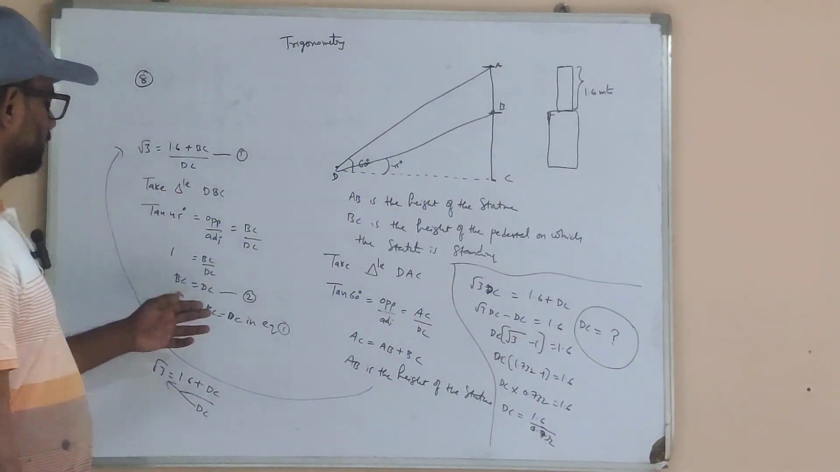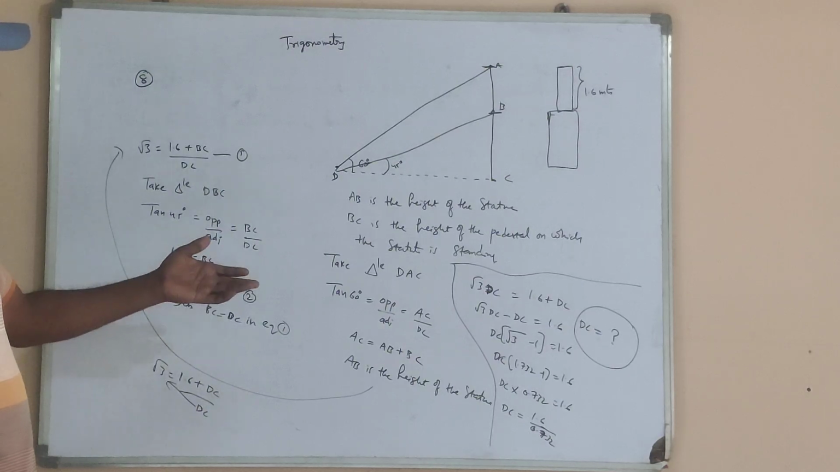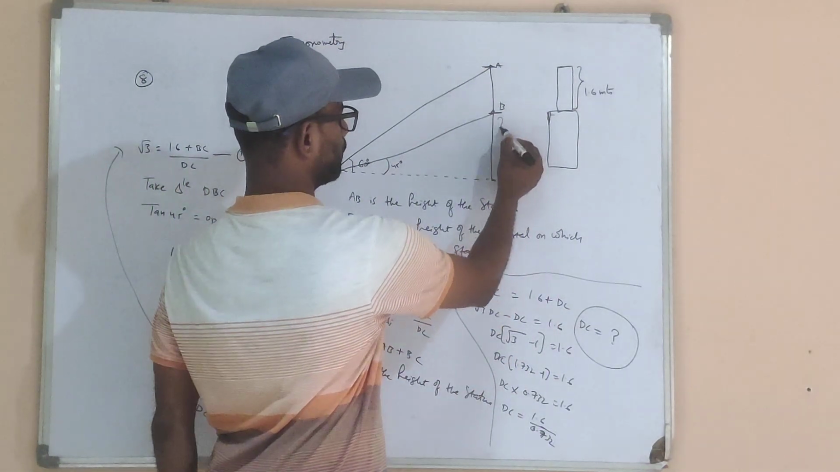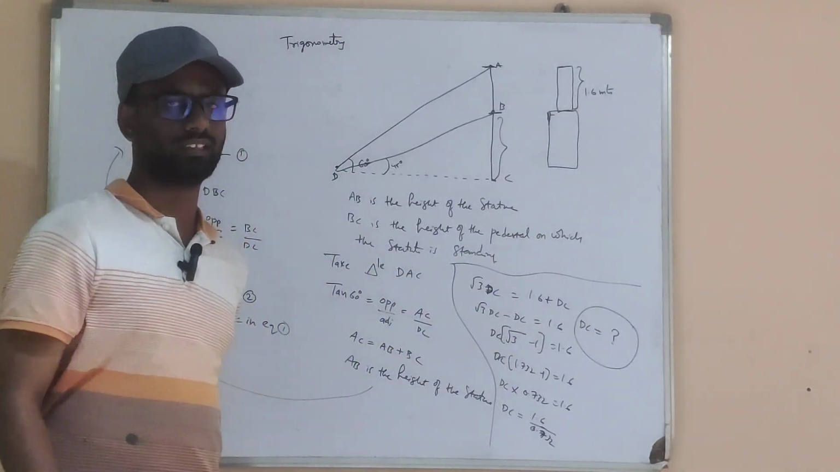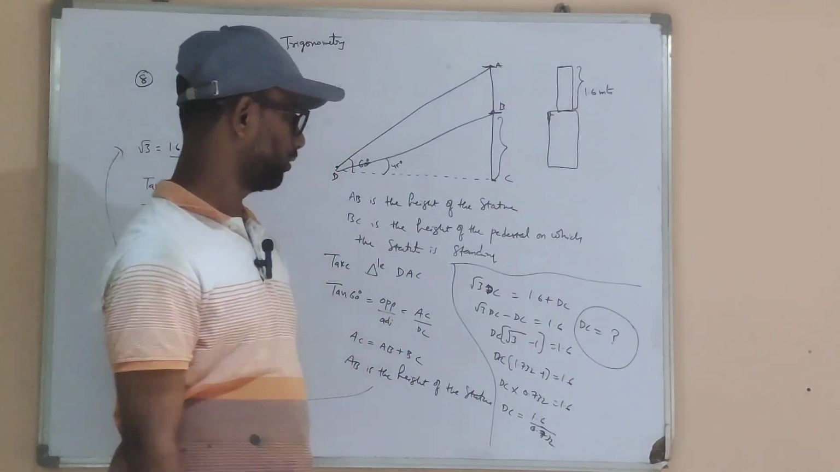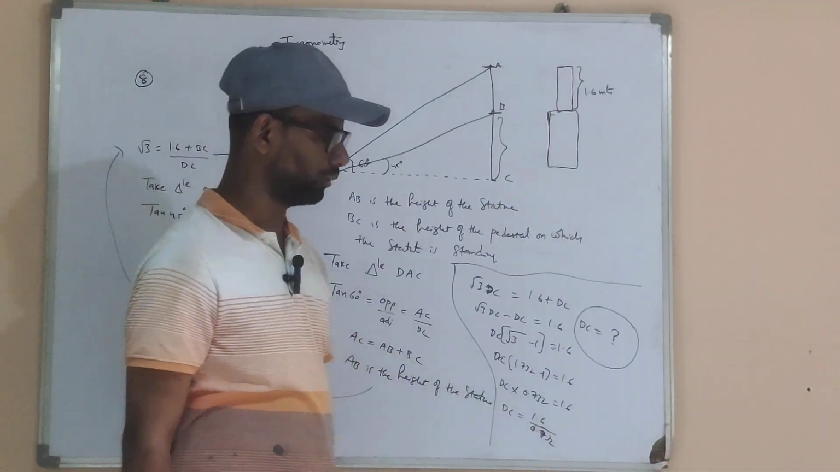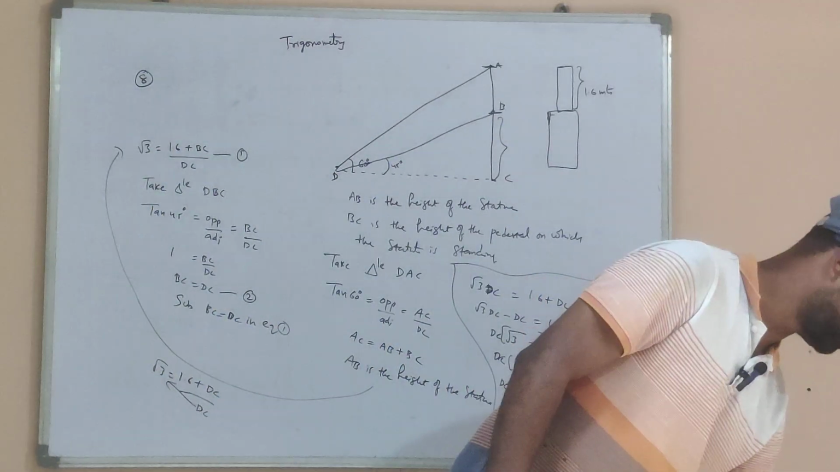So DC is nothing but what? DC is equal to BC. So if we get the DC value, that is equal to BC. So BC means what? It is the height of the pedestal. Okay. Try to solve this one. DC is equal to 1.6 divided by 0.732. Okay, that is the final answer. You have to solve that one.